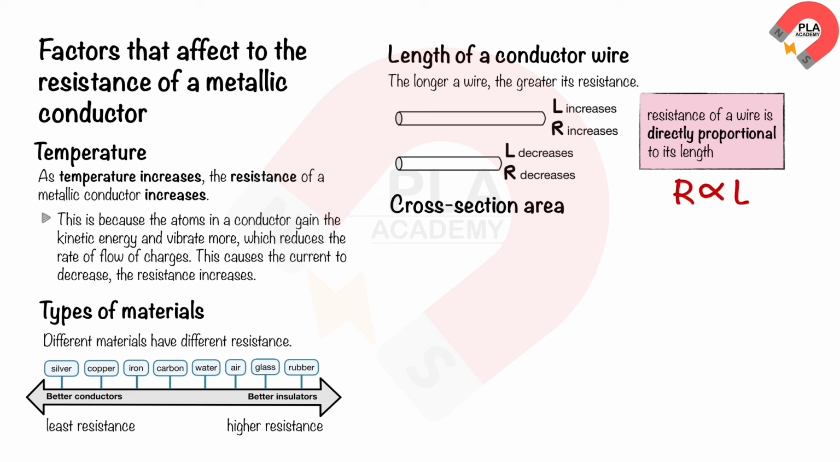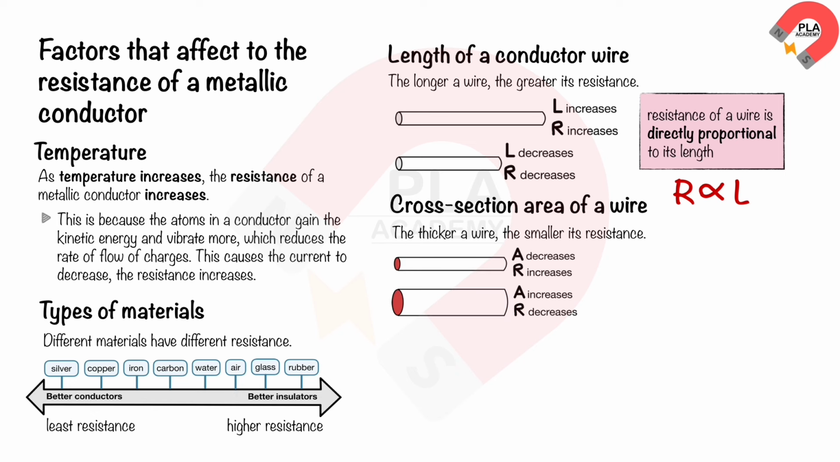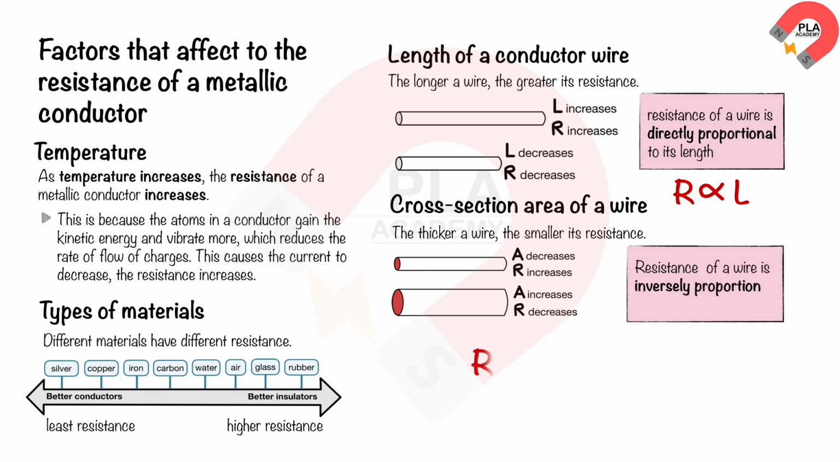Cross-sectional area of a wire. The thicker a wire, the smaller its resistance. This is because there is more space for electrons, and so more electrons can flow. So, the resistance of a wire is inversely proportional to the cross-sectional area.